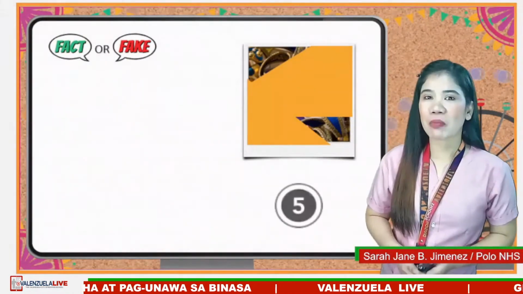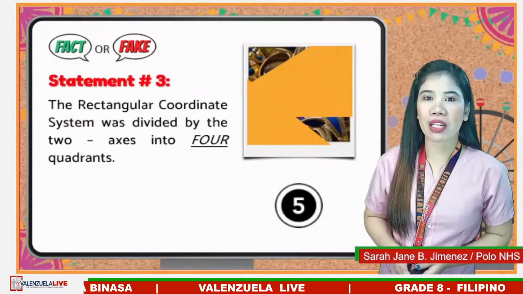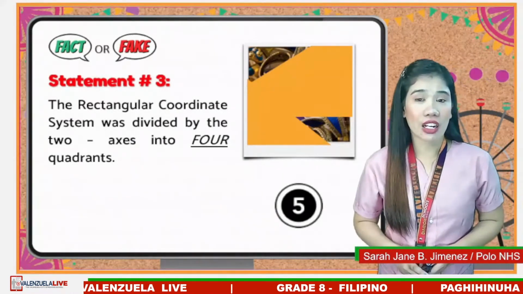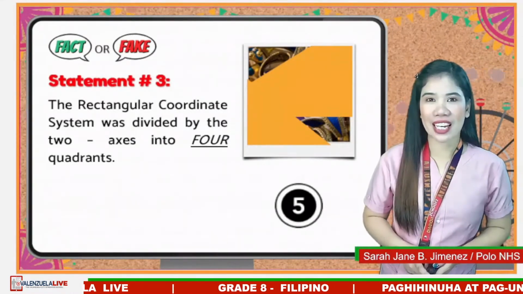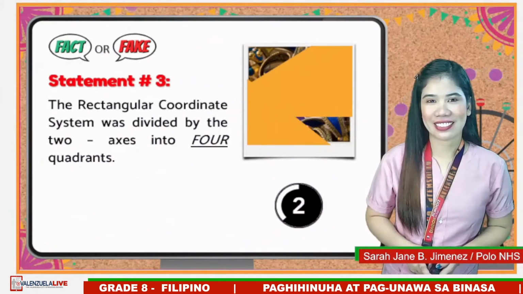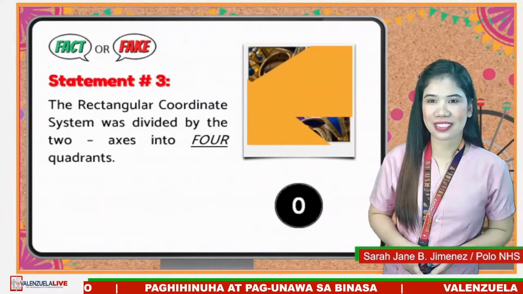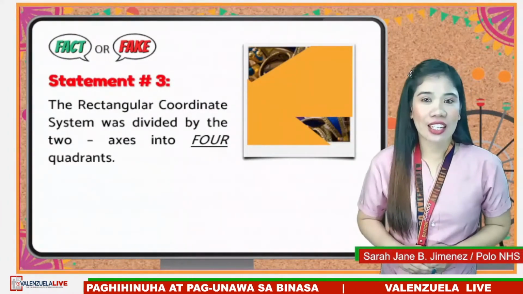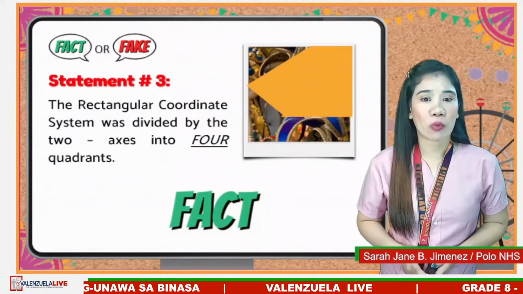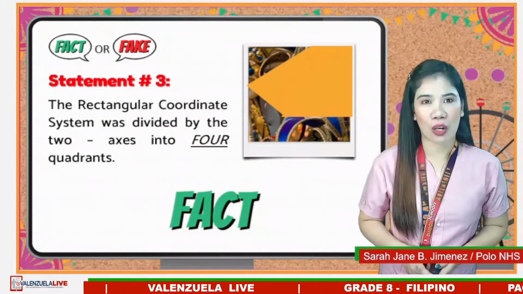Next statement is, the rectangular coordinate system was divided by the two axes into 4 quadrants. Is it fact or fake? 5 seconds, go. That's right. This is a true statement. These quadrants are numbered from 1 to 4, starting from the upper right, moving counterclockwise.